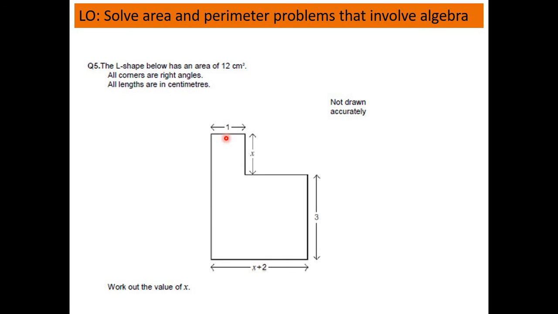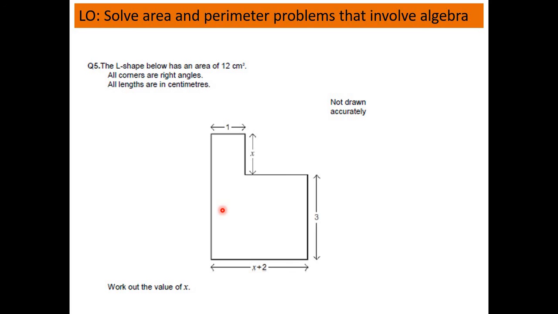Question 5. We've got an L shape here, and it has an area of 12 centimeters squared. All the corners are right angles, and all the lengths are in centimeters. So we need to work out the value of x. So we know that the area around here is 12 centimeters squared. There are 12 square centimeters inside this shape.